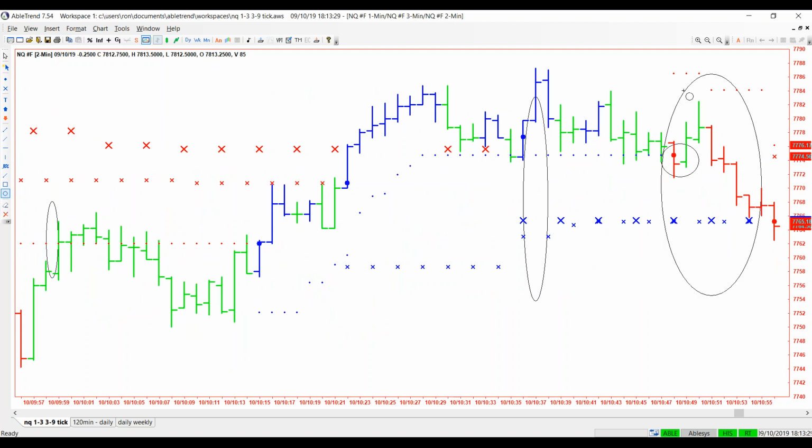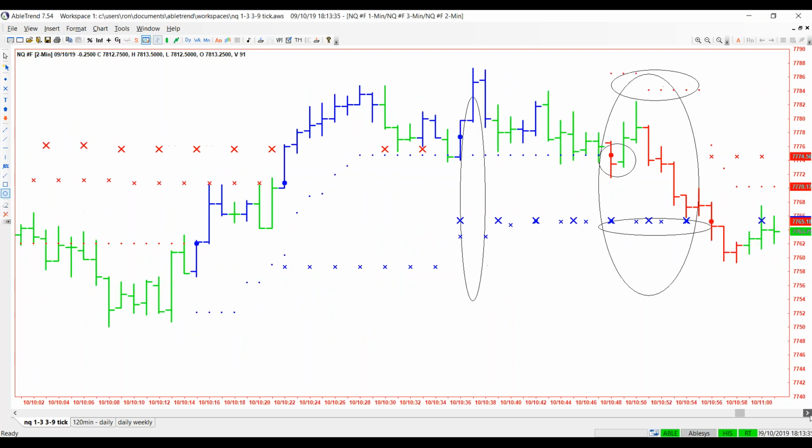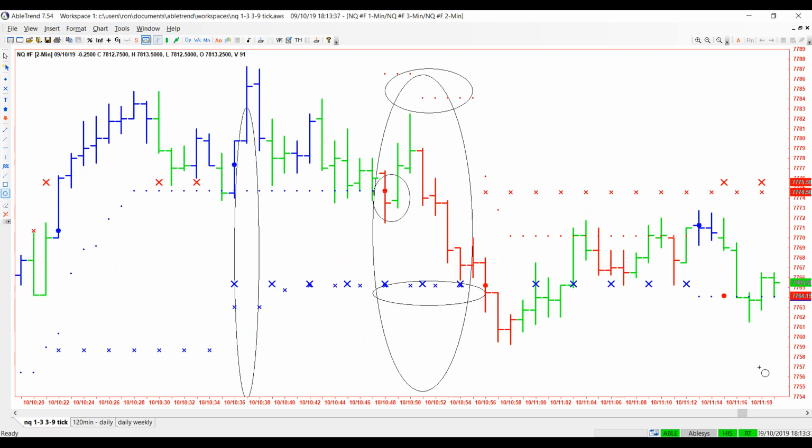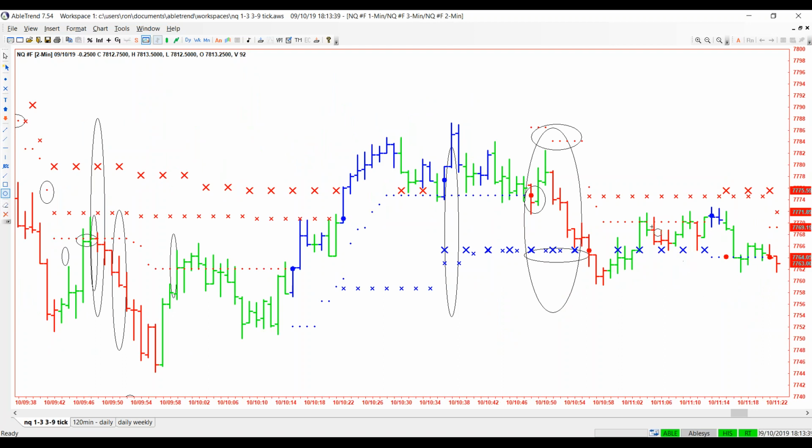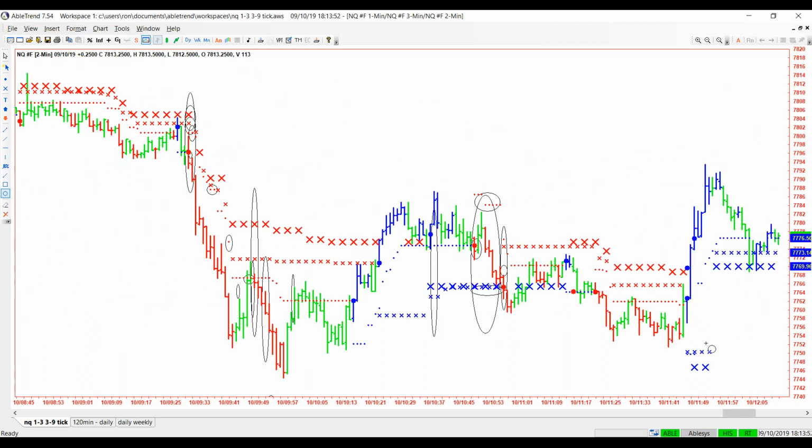Obvious no trade zone. Red dots above, blue X's below. That means stay away. It's going to get choppy. Let everybody else that doesn't have Abletrend get chopped up. We know enough to stay away. That's a short signal. Triple confirmation to go short. Stop loss goes 1 point above the top of the red bar. We lost 5 points on that trade. That's a -5. Okay, rolling right along.